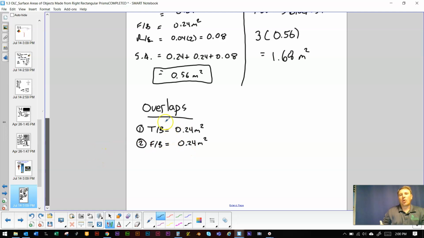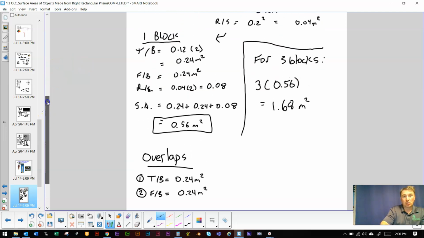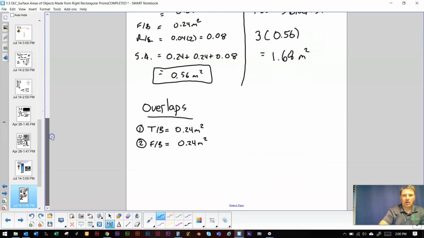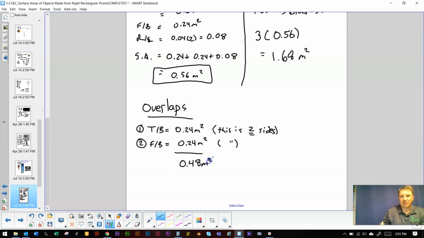Okay. Now remember, when I did the calculation for this one, I already factored in that there were 2 of them, right? See, that's what this 2 is for. We already took into account that that's 2 of the sides. So I don't need to multiply the number by 2 again, because then I would have multiplied it by 4. Okay? So I can make a little note there if that makes that a little bit more obvious, that this is 2 sides. Okay, and the same thing down here, that is also 2 sides. So our total overlap is 0.48 meters squared. I just added them together.